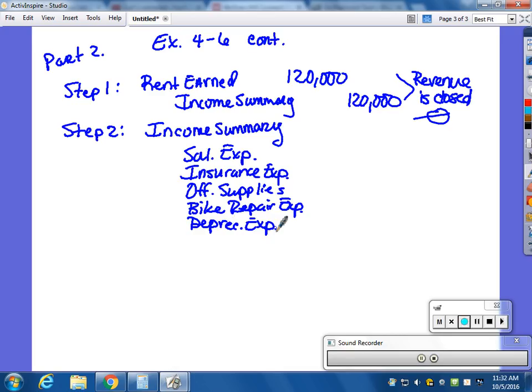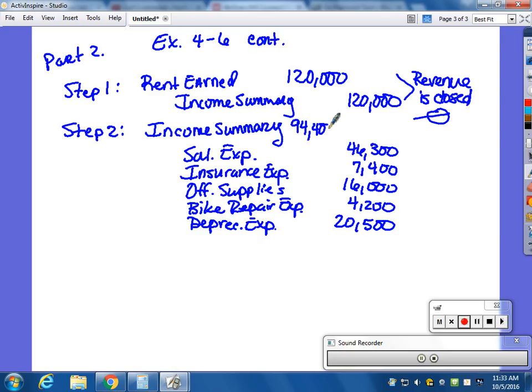How much was salaries expense? Insurance, 7,400. Office supplies, 16,000. Bike repair, 4,000. 4,200. Depreciation expense, 20,000. Total income summary, 94,400. And after doing this, we can say that expenses are closed to zero. Step three.